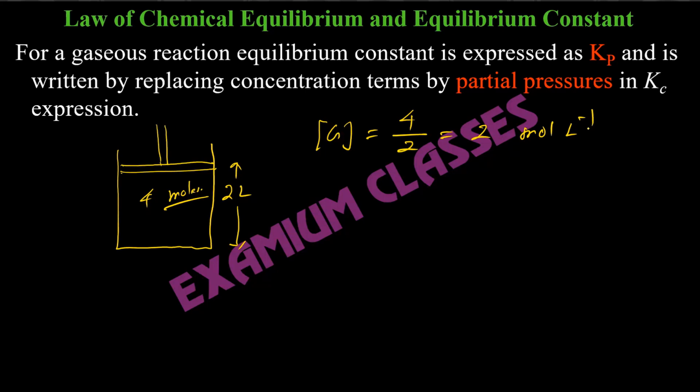Right. So molarity basically we have calculated. It is 2 moles per liter. In 2 liters you have 4 moles. In 1 liter there will be 2 moles per liter. That is the concentration. Now suppose you increase the pressure.